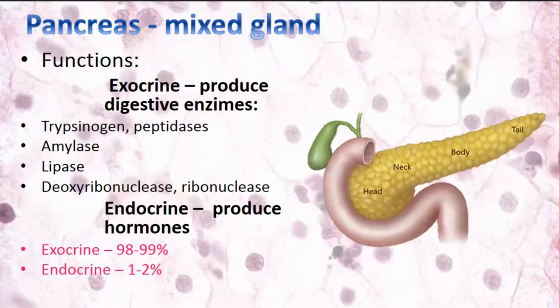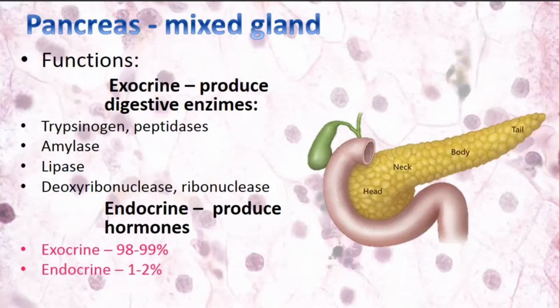It produces digestive enzymes such as trypsinogen and peptidases, which provide breakdown of proteins. Also, it provides synthesis of amylase, which provides breakdown of carbohydrates. And also, it provides synthesis of lipase, which is an enzyme providing breakdown of lipids. And also it produces deoxyribonuclease and ribonuclease, which provide breakdown of DNA and RNA. And all those enzymes are produced by the exocrine part of the pancreas.